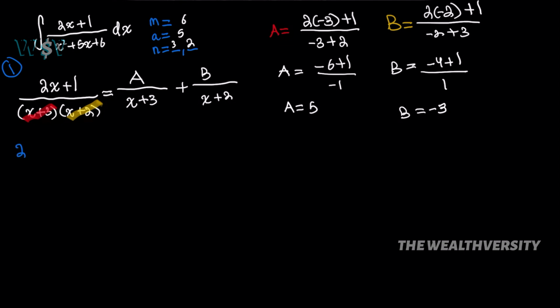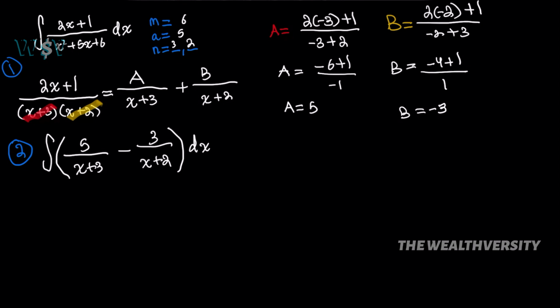Now that we found A and B, we put our function, now divided into partial fractions, into our integral. Now we have 5 over x plus 3 minus 3 over x plus 2, and if we factor 5 and 3 out since they are coefficients, we will get 5 times 1 over x plus 3 minus 3 times 1 over x plus 2. As we know, the integral of 1 over x plus 3 and 1 over x plus 2 is just ln of the absolute value of x plus 3 and x plus 2. So our final answer is 5 times ln of the absolute value of x plus 3 minus 3 times ln of the absolute value of x plus 2 plus C, which is just the constant.